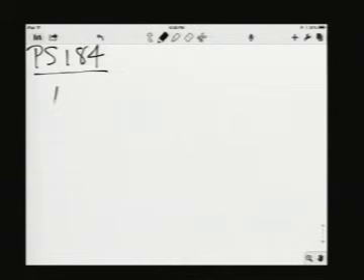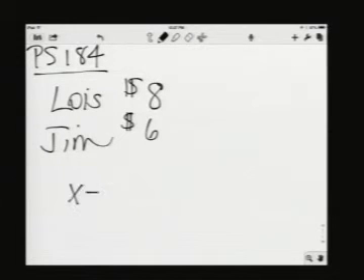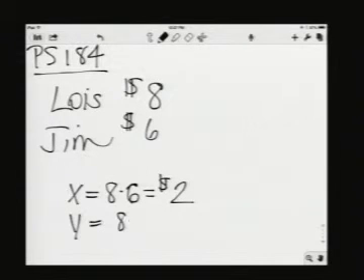If we write out our 2 people here, Lois and Jim, it says that Lois has X dollars more than Jim. So let's just choose 2 numbers for Lois and Jim. We know that Lois has more, so we can say Lois has $8 and Jim has $6. Lois has X dollars more, so our X value will be the difference between those 2 numbers, or Lois has $2 more than Jim. Together they have Y dollars, so we add up the 2 numbers, and together they have $14.